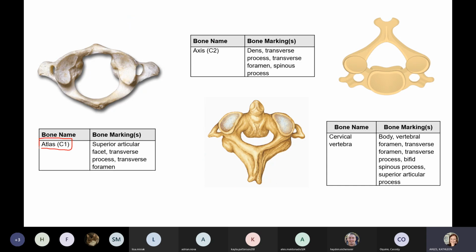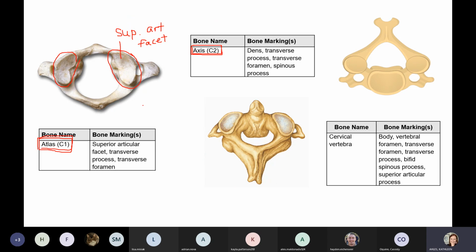We need to know that the first cervical vertebra is called the atlas. That's the name of C1, the atlas vertebra. The name of C2, the second vertebra, is the axis. So the axis and the atlas are the 2 vertebrae at the top of the vertebral column. They have their own names. Here are the ways you're going to recognize them. When I'm trying to recognize the atlas, I'm going to look at these things right here. These are what we call the superior articular facets.